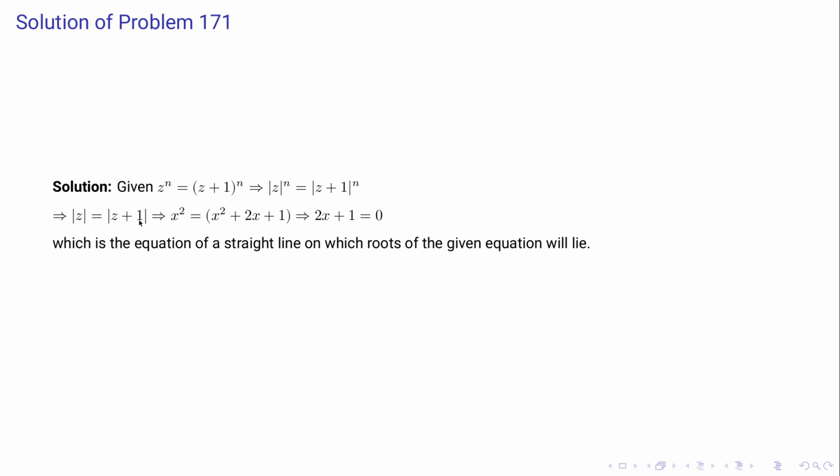So mod of z when squared will be x square, and mod of z plus 1 when squared will be x square plus 2x plus 1, because y square will cancel out on both sides, and then we can cancel out x square. So what will remain is 2x plus 1, which is the equation of a straight line on which all the roots of the given equation will lie. That's how we prove that all the points are collinear.